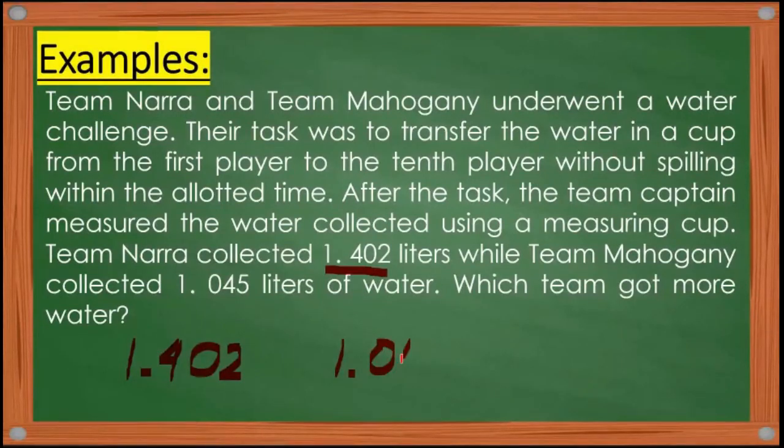And then while Team Mahogany collected 1 and 45 thousandths. Both of them have the unit of liters. Take a look. The question is, which team got more water? So let's compare. So we have the same whole number, and let's go with the tens place value 4. This is 0. Obviously, we have 1.402 is greater than. So that's it. But the question is, which team? Yan ang tanong. So ang sagot natin ay Team Nara.